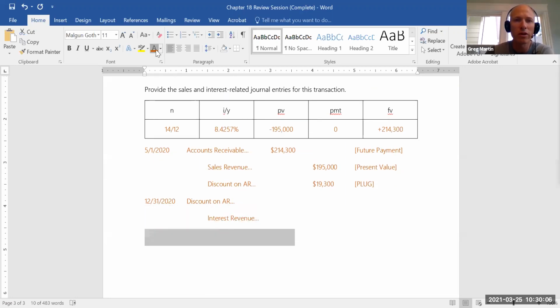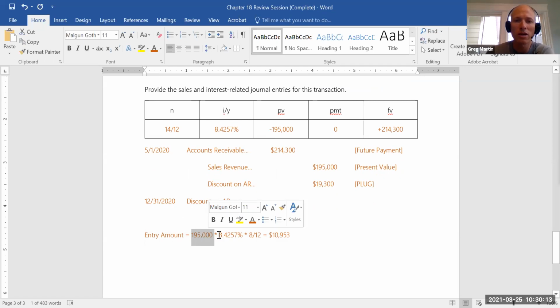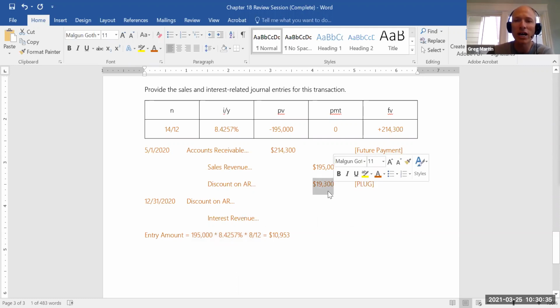The effective interest method basically says take your carrying value, which the initial carrying value is 195,000, multiplied by the interest rate, which is 8.4257%. But remember, this total amount would be for 1 year of interest. Well, between May 1st and December 31st, there's only 8 months. And so the only amount of interest that I recognize is 8/12 of that total amount. I want to be very clear. This is not 8/12 of $19,300.